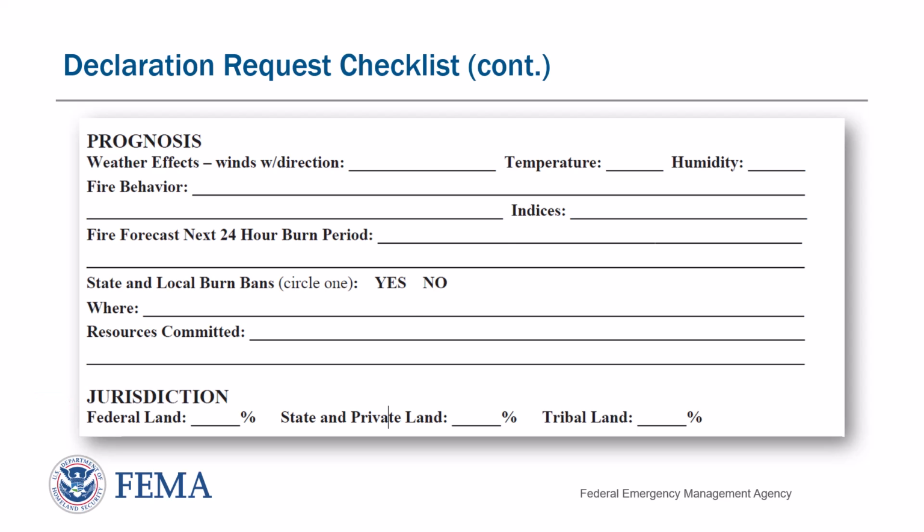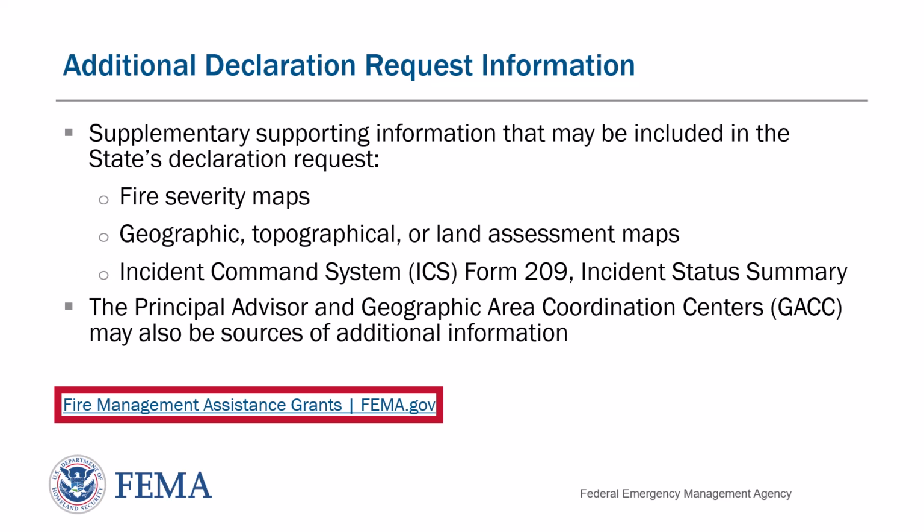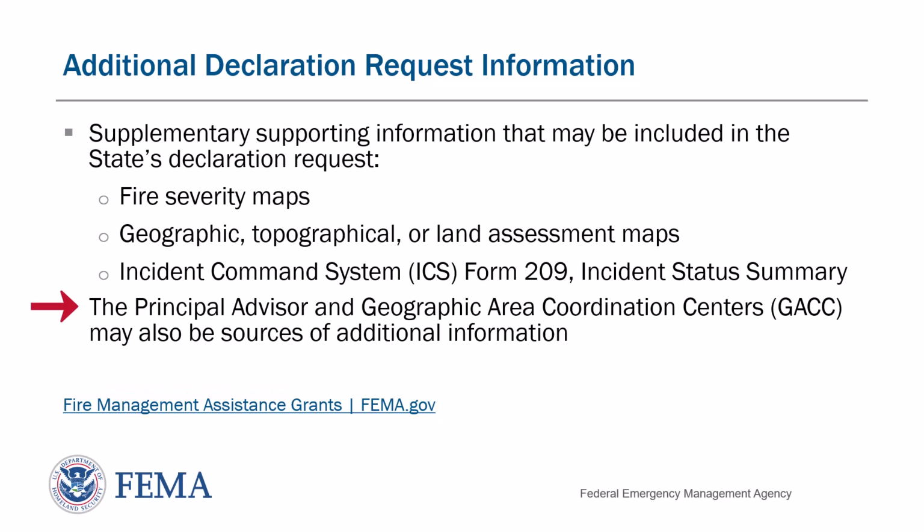To further support their declaration requests, the state may provide additional documentation, including fire severity maps, geographic, topographical, or land assessment maps. Also, the Incident Command System Form 209 is the incident status summary. An example of the ICS Form 209 is available on the FEMA website. Also, the Principal Advisor and Geographical Area Coordination Centers may also be a source of additional information.